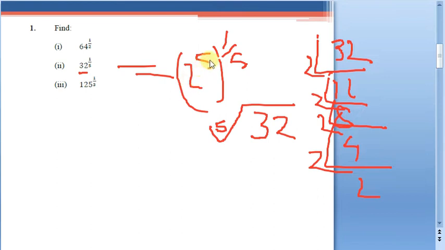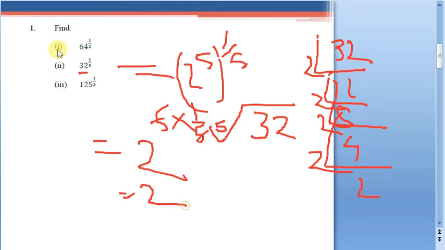Now see, it is a power m whole power n, so it will be a power mn, as we have seen in the last case. We have to multiply the powers. Take the common base and multiply the powers, 5 into 1 by 5. So 5 will get cancelled. The answer is going to be 2. For the first one we have seen it as 8, and for this one it is 2. So make sure that you write the exponential laws wherever it is needed.